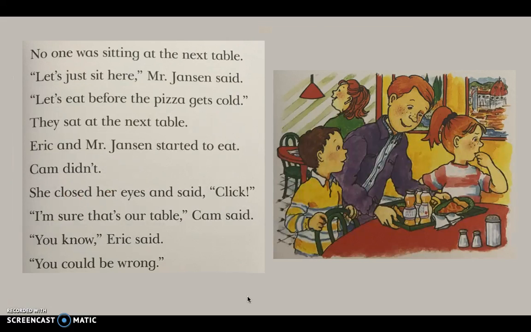No one was sitting at the next table. Let's just sit here, Mr. Jansen said. Let's eat before the pizza gets cold.